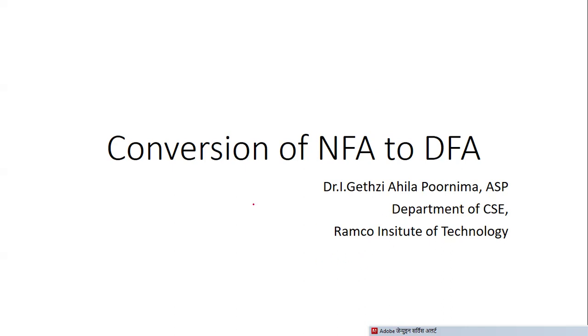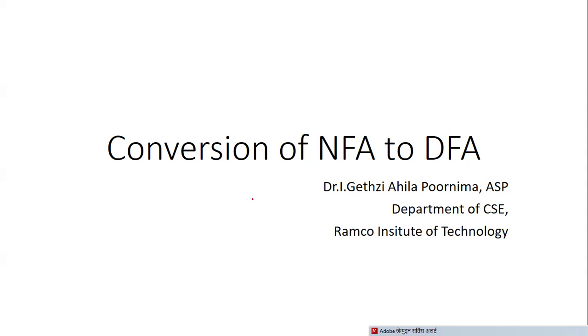So in this video, we are going to discuss the conversion of non-deterministic finite automata to deterministic finite automata. Already we have stated an equivalence theorem. That is, if there is an NFA N accepting the language L, then there should be a DFA which accepts the same language L. That is the equivalence theorem. Based on this theorem, if an NFA is given, then we can convert this NFA to a DFA. There should be an equivalent DFA for the given NFA.